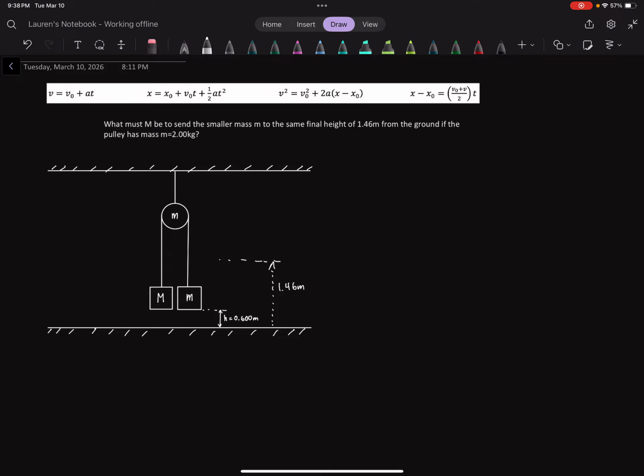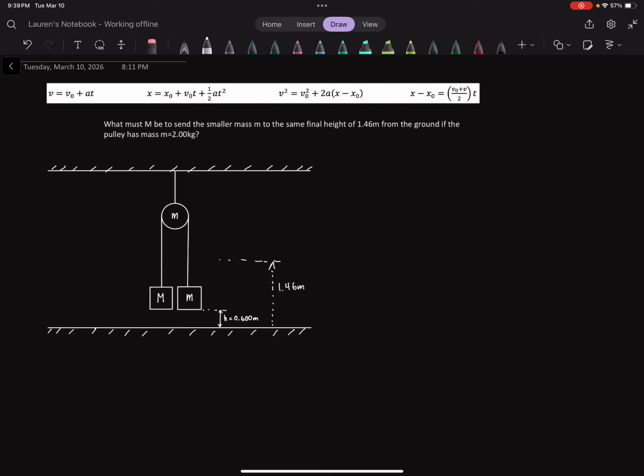Well, today I would like to add on to this problem even more once again, and say, what if the pulley had mass? So before it was a massless pulley. What if the pulley had mass? So let's say it has mass little m, which was 2 kilograms from the previous problem. And let's say we wanted the little m mass block to end up at the same height, 1.46 meters. In this case, what must the big M block mass be to achieve this?